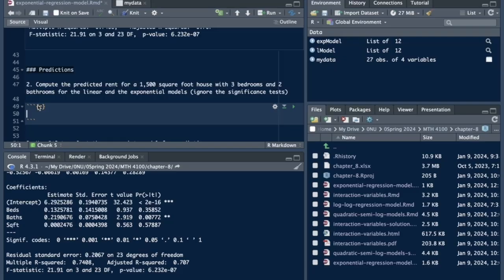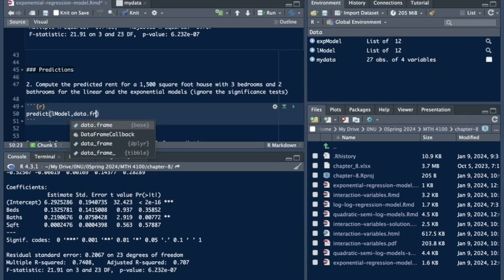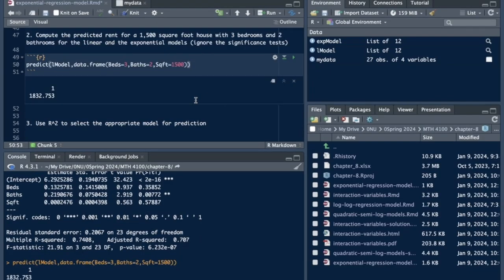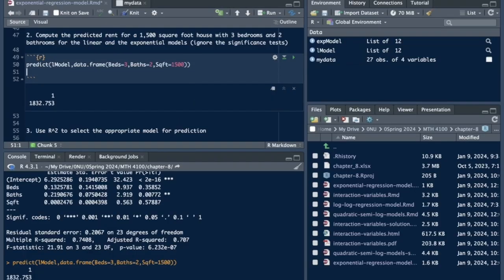So what we are going to do is the prediction for y, right? For the linear model, predict linear model data frame. We're going to plug these values into the data frame. Beds have to be 3, baths have to be 2, square foot has to be 1500. So a house with these features is going to have a rent of $1,832.